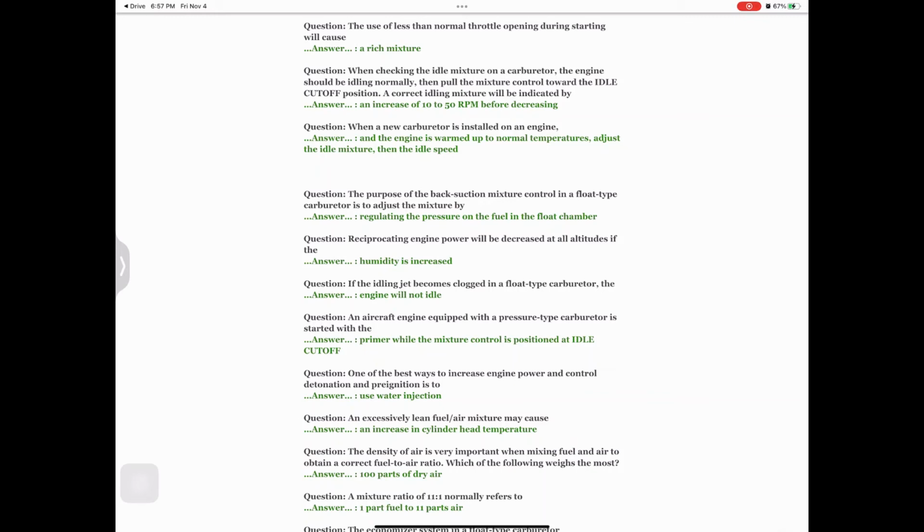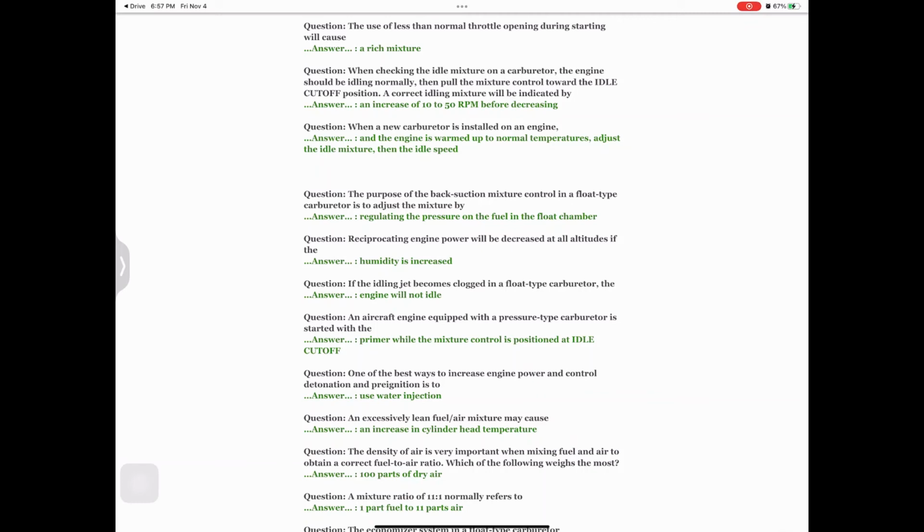Question: When a new carburetor is installed on an engine, and the engine is warmed up to normal temperatures, answer: Adjust the idle mixture, then the idle speed. Question: The purpose of the back suction mixture control in a float-type carburetor is to adjust the mixture by, answer, regulating the pressure on the fuel in the float chamber.